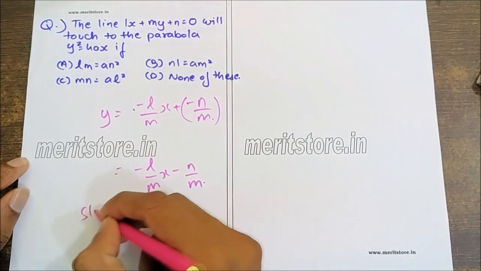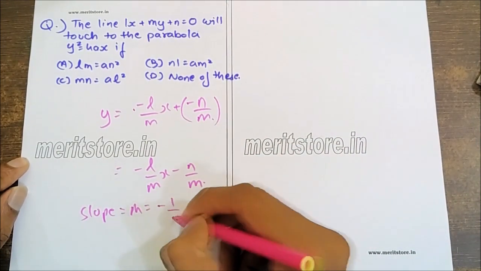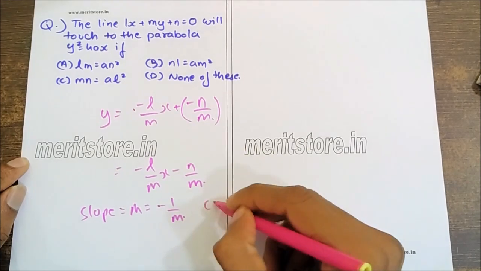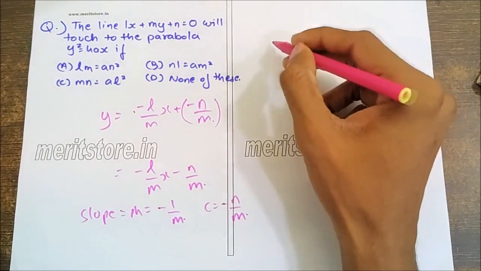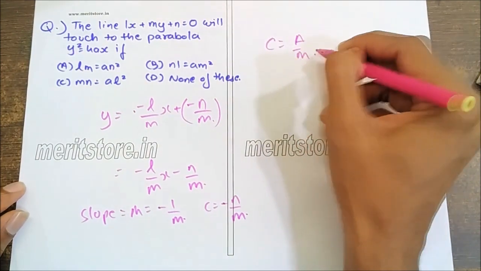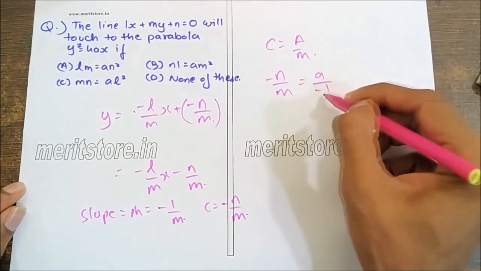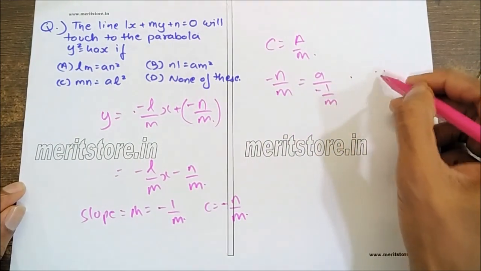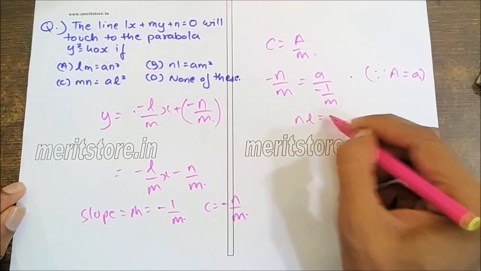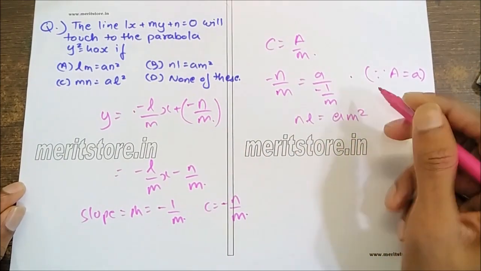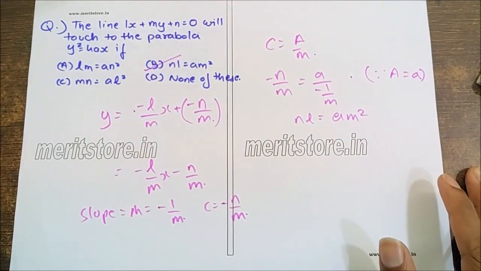Slope m is equal to minus l by m, and c equal to minus n upon m. So we know that c is equal to a by m, therefore minus n by m is equal to a upon minus l by m. Since a is equal to 1, therefore nl is equal to a m square. Therefore we see our answer matches option B. Therefore option B is the correct answer.